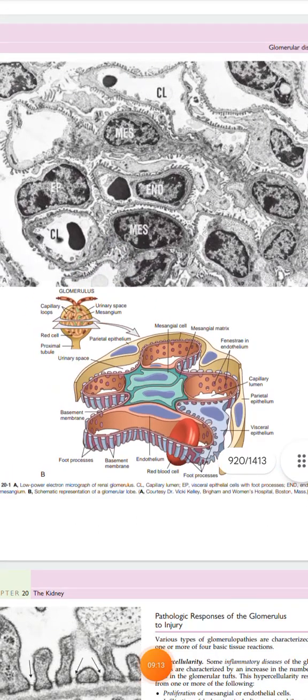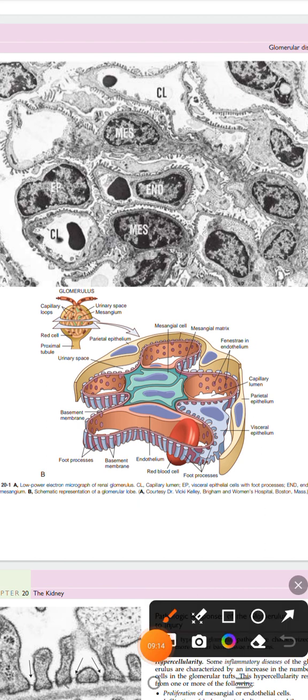Here in the ultrastructure, you can see again this is your capillary, and outside these are your mesangial cells. Here are your mesangial cells, and this is the capillary lumen inside. So I hope this will be clear to you.